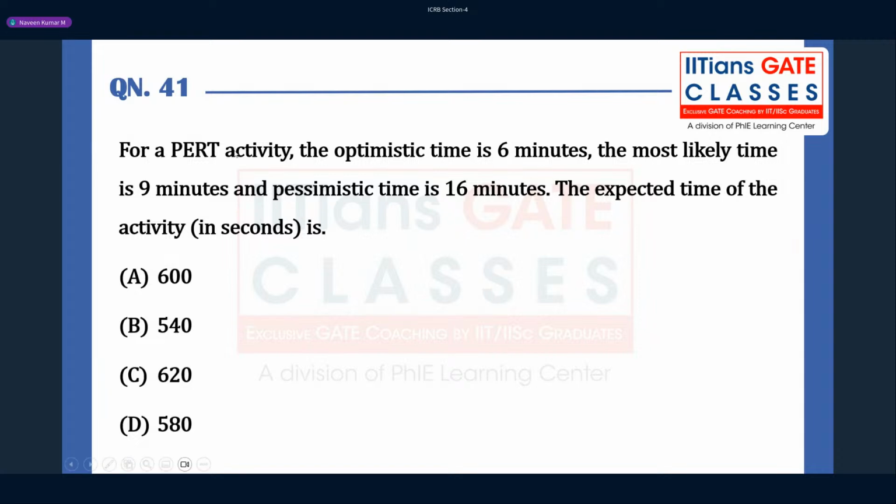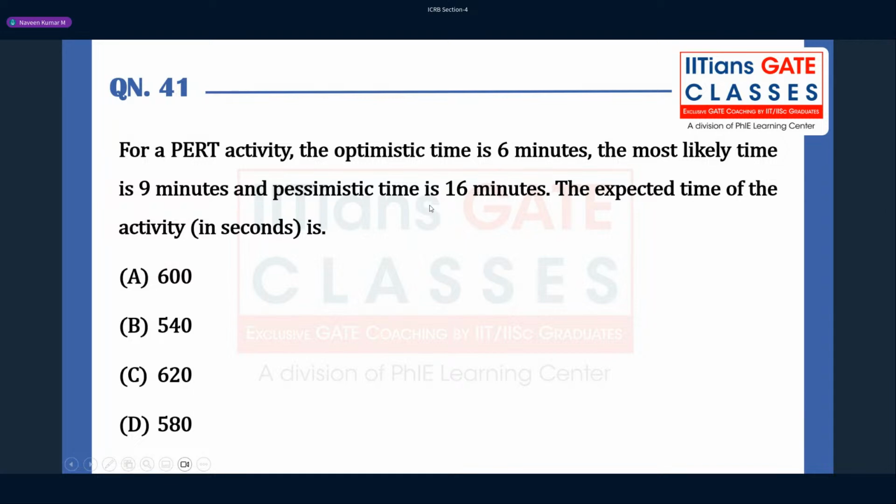For PERT activity, the optimistic time is 6 minutes. The most likely time is 9 minutes. Pessimistic time is 16 minutes. What is optimistic time? You are too optimistic, there is no delay, nothing is there. So you can complete the activity in 6 minutes. Everything is in flow.